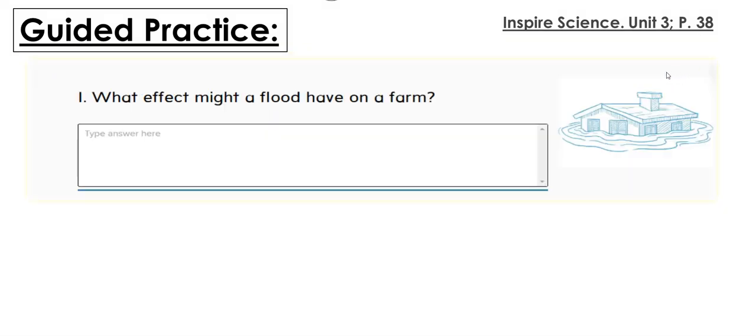Now let's see. Think, what effect might a flood have on a farm? Imagine that this is a farm, and usually in a farm, there are a lot of what? Think. A farm has a lot of trees, fruits, vegetables, animals, cows, sheep, chicken. So what would happen if a flood happens on a farm? Think. I'll give you a few seconds to think. Pause the video, write any answer that comes to your mind, and then continue with the video to check the answers.